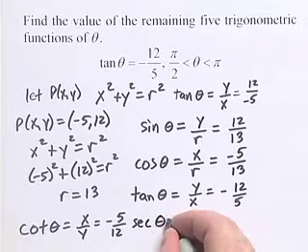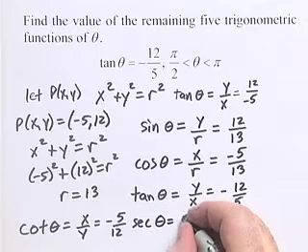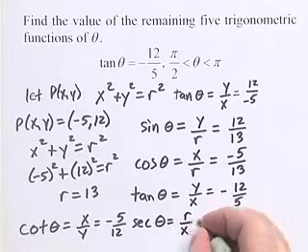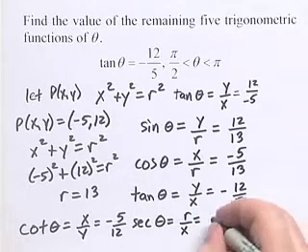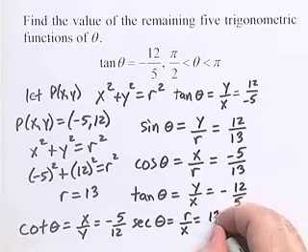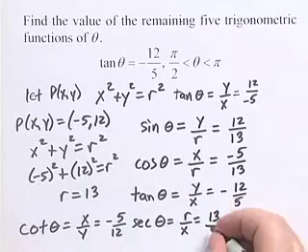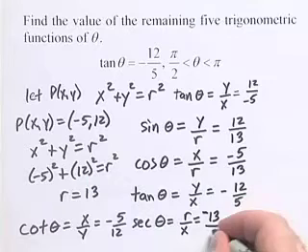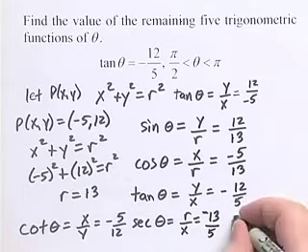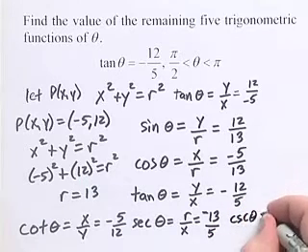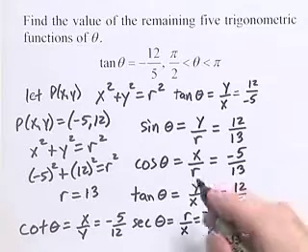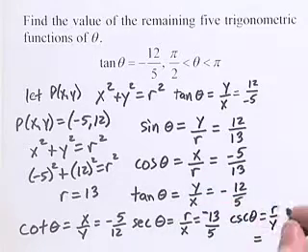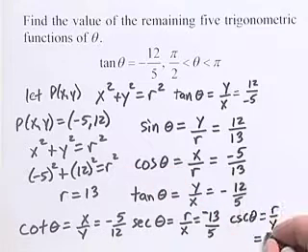Secant of theta will be r over x. Plug in our values, and we will get r is 13, x is negative 5, so negative 13/5. Cosecant theta is equal to r over y. We plug in our values. R is 13, y is 12, and so we'll get 13/12.